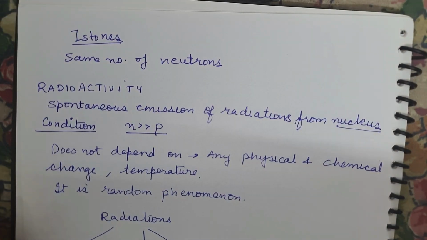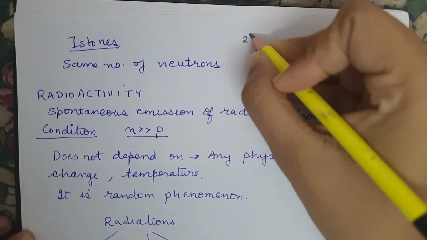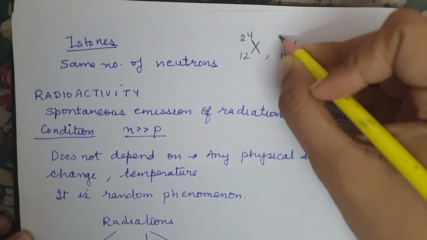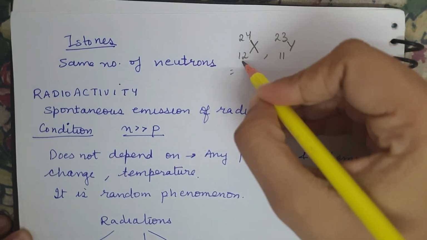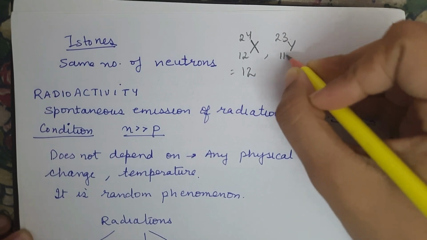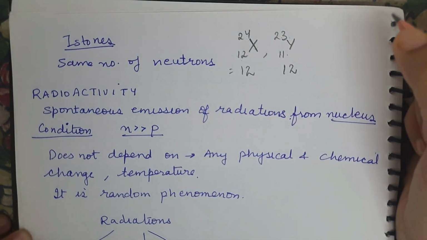Now the next topic is isotones. Isotones are those which have the same number of neutrons, meaning after subtracting you should get the same neutron number. Let me take an example of an element, say X with mass number 24 and atomic number 12, and say Y with 23 and 11. If you subtract to find their number of neutrons, that would be 24 minus 12, which is 12, and here also 23 minus 11, which is 12. So the numbers of neutrons are the same, so X and Y are isotones.